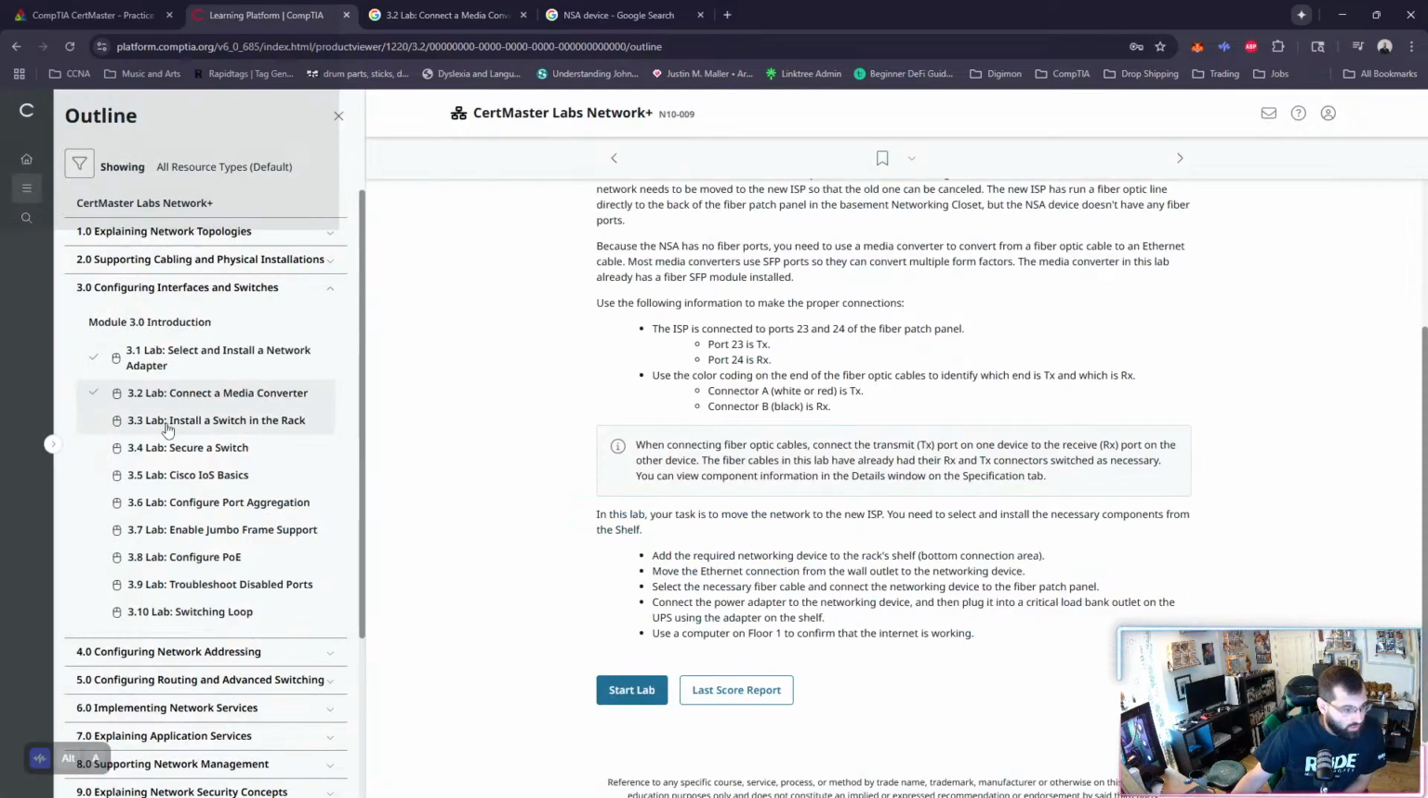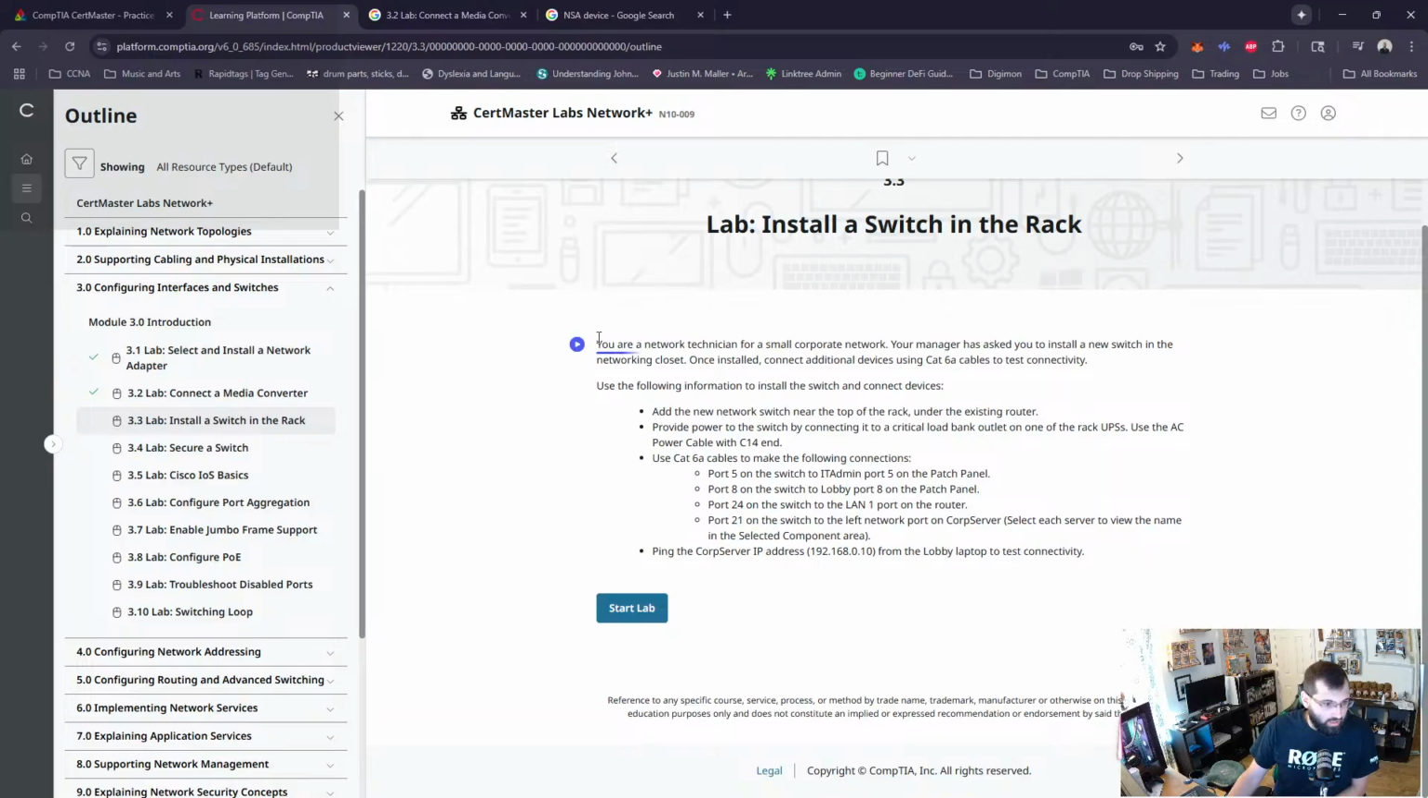Okay, let's keep going. Let's try another one. Install a switch to the rack. I need to not overthink these things. You are a network technician for a small corporate network. Your manager has asked you to install a new switch in the networking closet. Once installed, connect additional devices using Cat6A cables to test connectivity. Add the new network switch near the top of the rack, under the existing router. Provide power to the switch by connecting it to a critical load bank outlet on one of the rack UPSs.